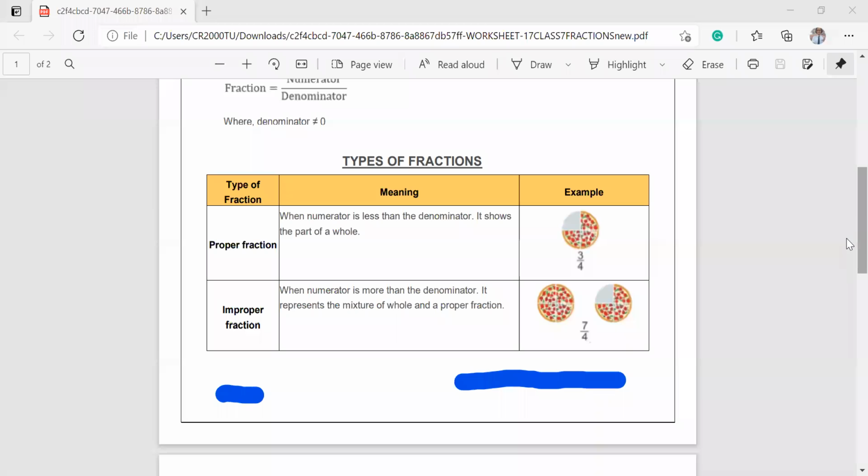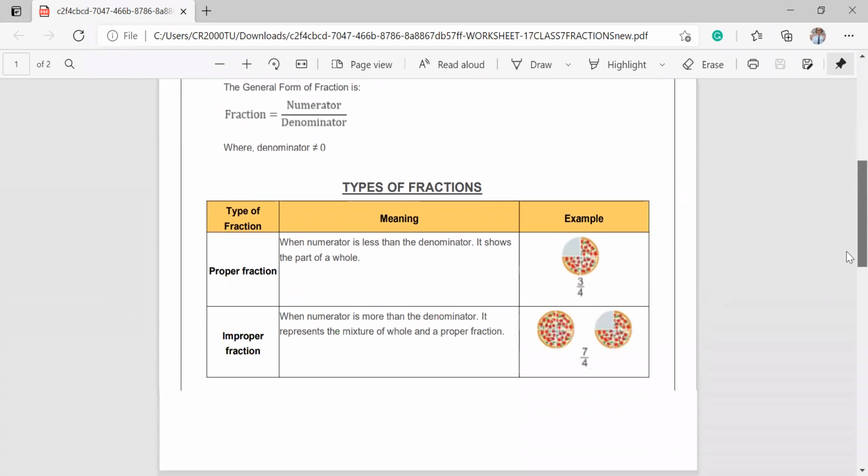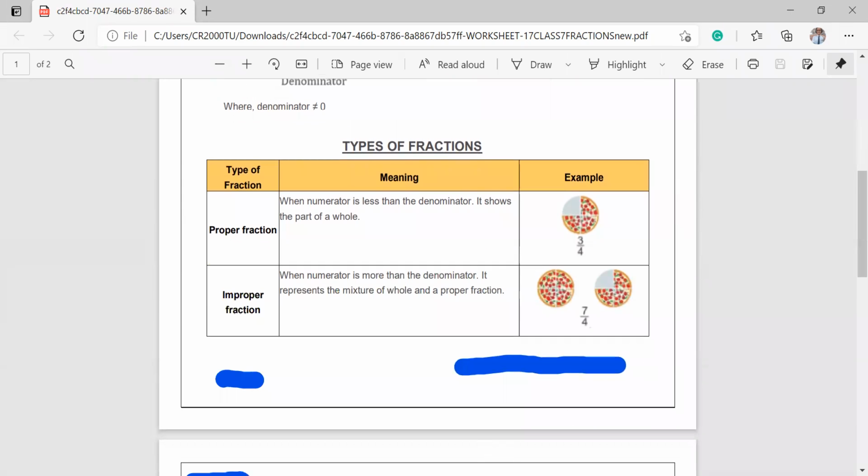So let's get started with today's session. So here we have the types of fractions. In the previous video, we learned what a fraction is, what a part of a whole is, the numerator, the denominator, etc. And also one important thing we know is that the denominator can never be zero. Okay, so I won't repeat the last session's things. Let's get started with today's session.